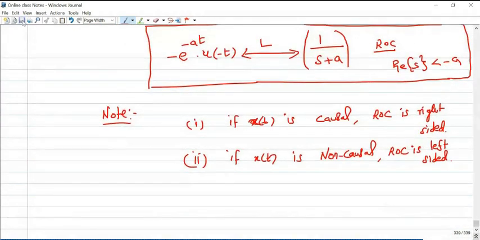So that's all about today's class. We shall continue the Laplace transform in the next class.